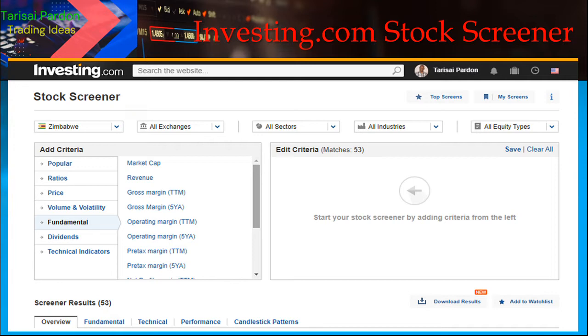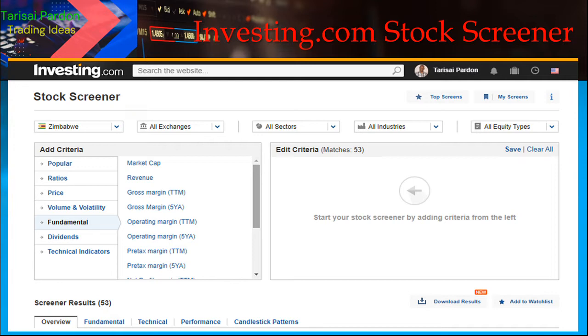How we then edit this information in the edit criteria is through dragging the information such as market cap, revenue, and gross margin into the edit criteria. You can see that in the edit criteria tab we have 53 matches from the Zimbabwe Stock Exchange. Basically, it shows us the database of all the information that is available from the Zimbabwe Stock Exchange counters.